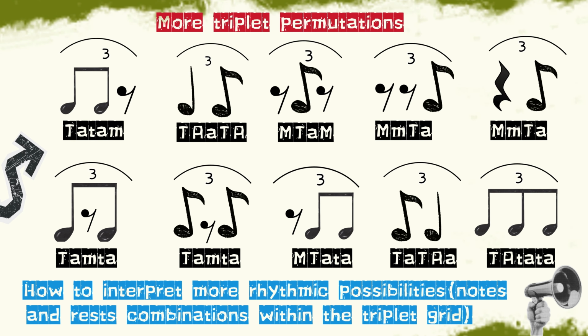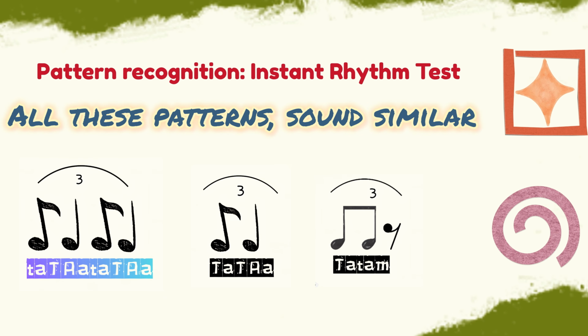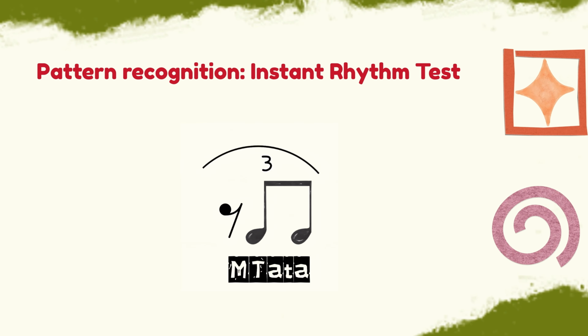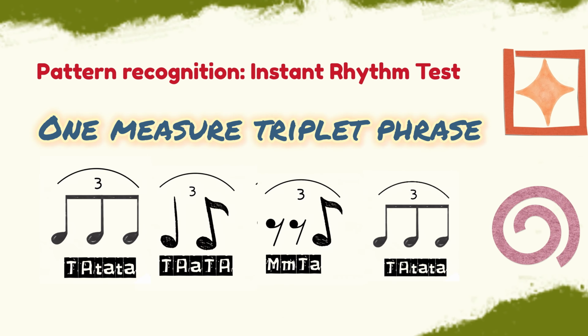Now let's see how to interpret more rhythmic possibilities, notes and rests combinations within the triplet grid.